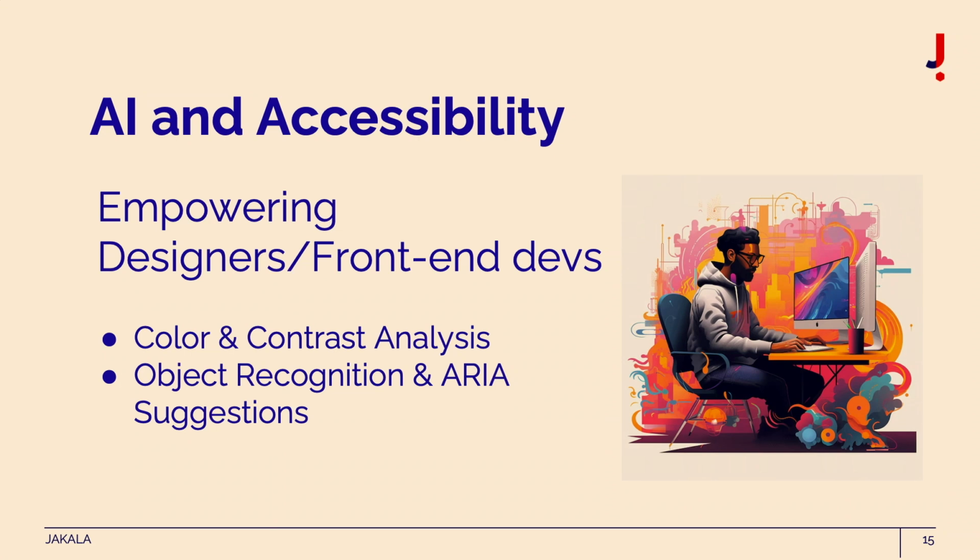Also with object recognition and ARIA suggestion. There is, let's say, a standard package of components that every website has, like CTA, sliders, etc. With the help of AI, it can quickly spot the objects and propose how to make them accessible with the ARIA attributes.